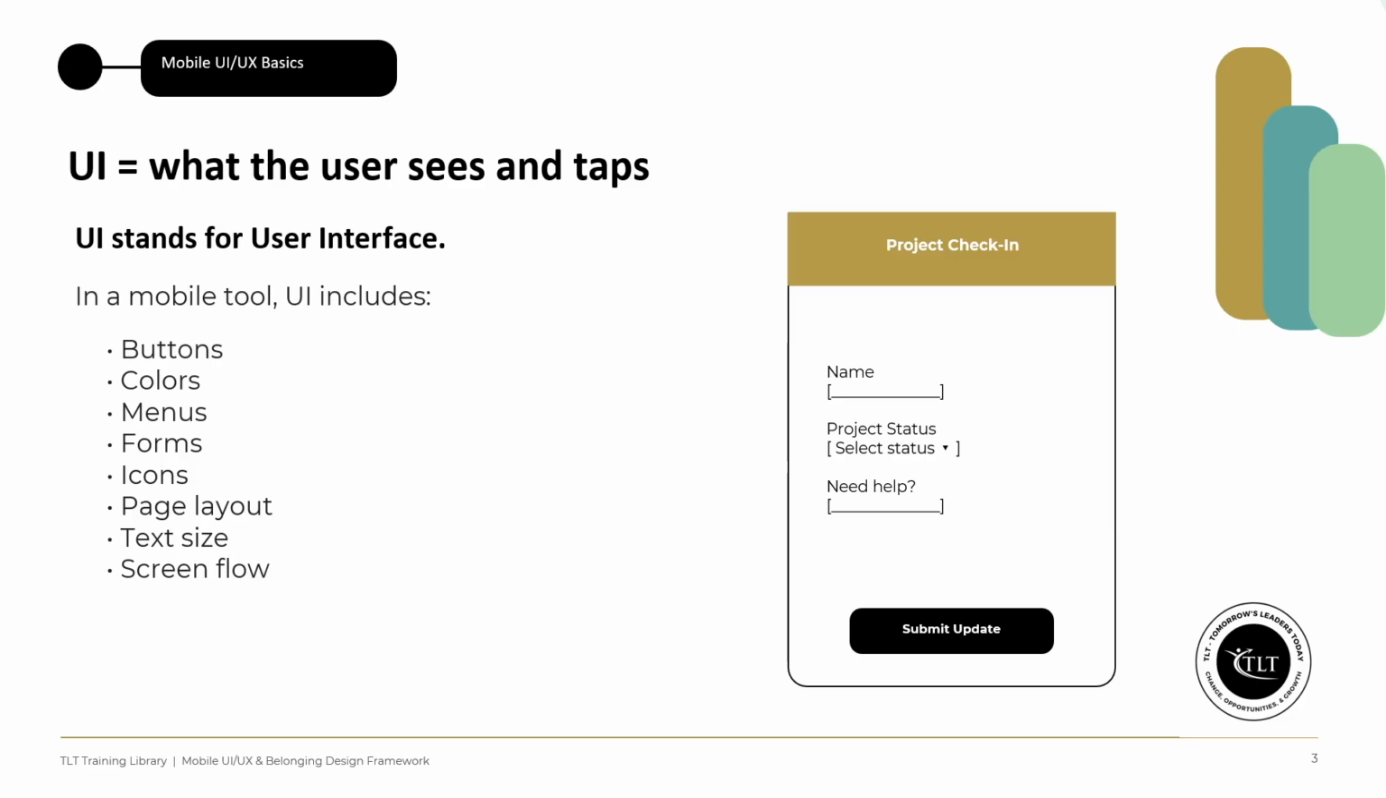Good UI should be clear and simple. Users should not have to guess where to click or what a button means. The screen should guide them naturally. For example, a button that says submit update is clearer than a button that only says go. A label that says enter your project status is clearer than a blank box with no instructions. The purpose of UI is to make the tool easy to understand visually.